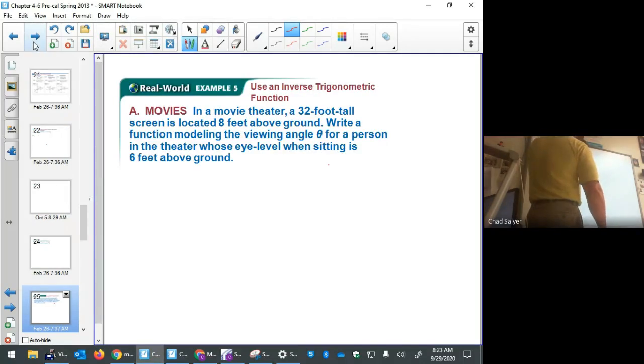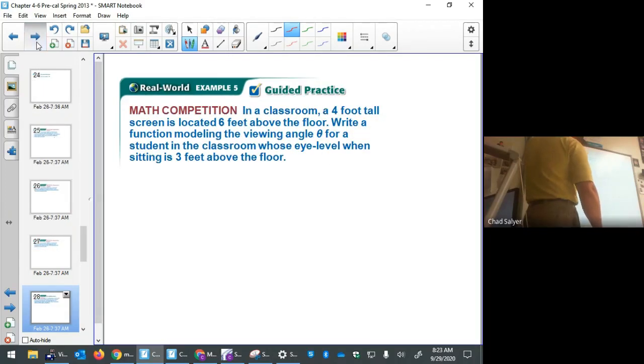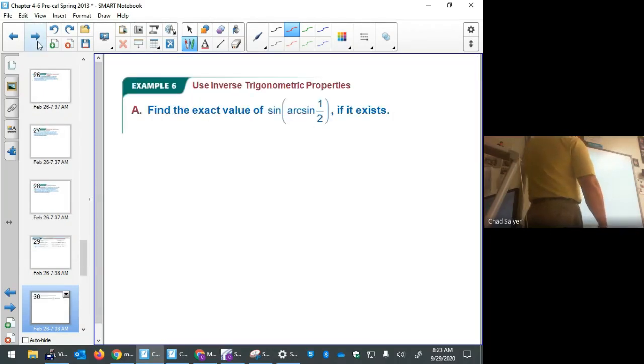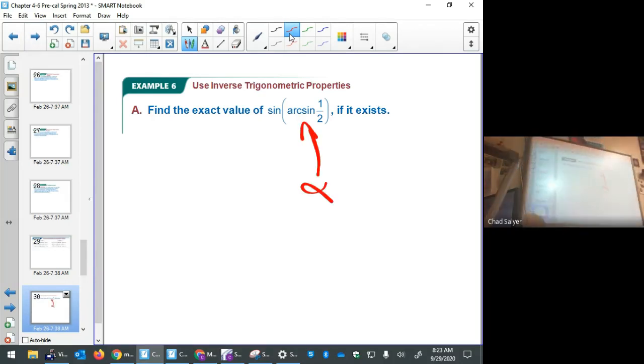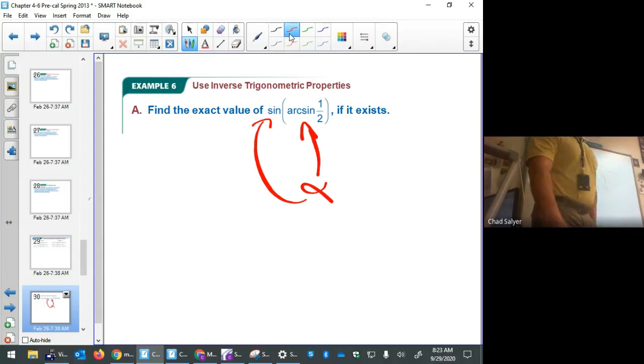Okay, so these are the ones I wanted to really get to. So arc sine of 1/2. This is an angle. So the arc sine takes a ratio and maps it back to an angle. So then we're going to take that angle and plug it into the sine function. So actually the sine and the arc sine just cancel each other out. Do you see why?